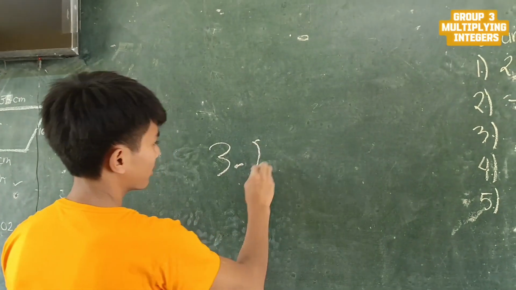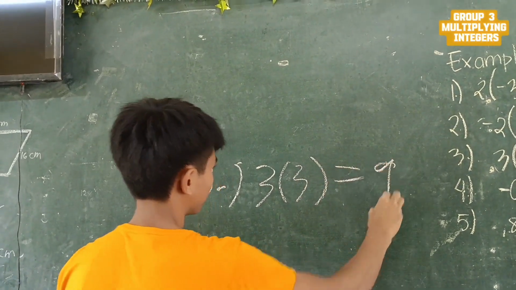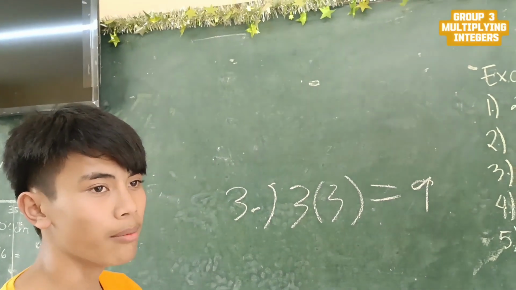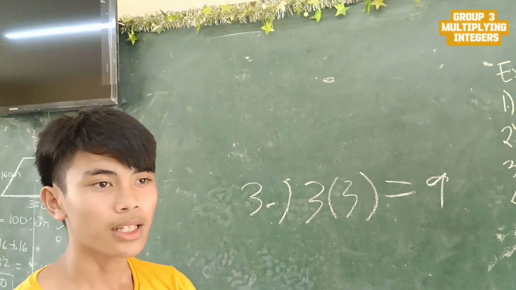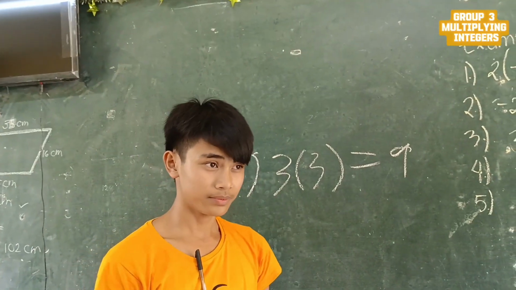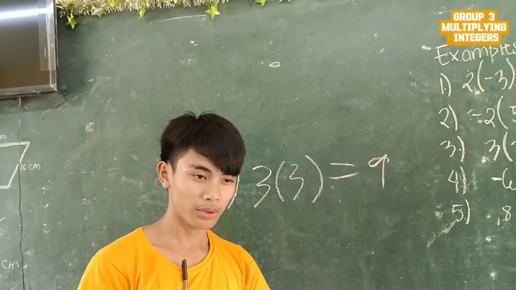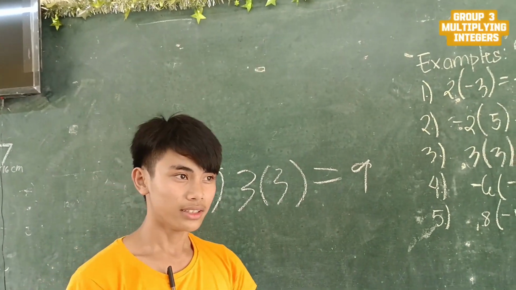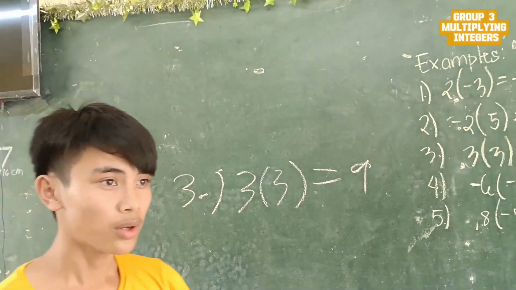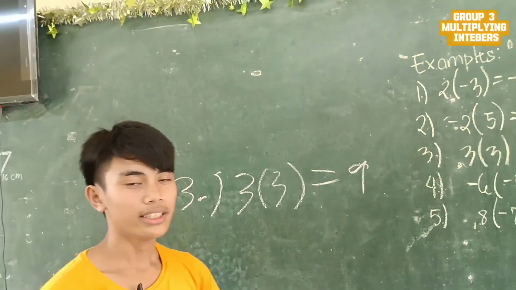Example number 3. 3 times 3 equals 9. If the numbers have the same sign, we will follow rule number 1. Positive multiplied by positive, the product is always positive. It is the same with negative multiplied by negative, the product is always positive. Therefore, positive 3 multiplied by positive 3 is equal to positive 9.